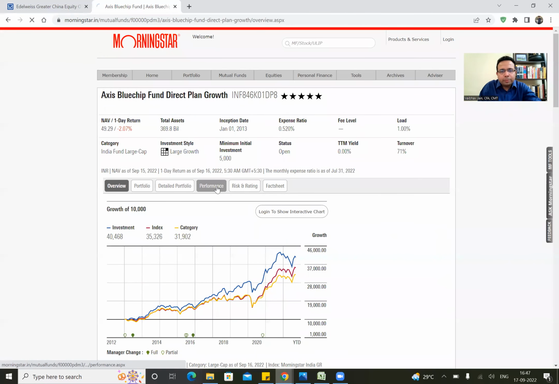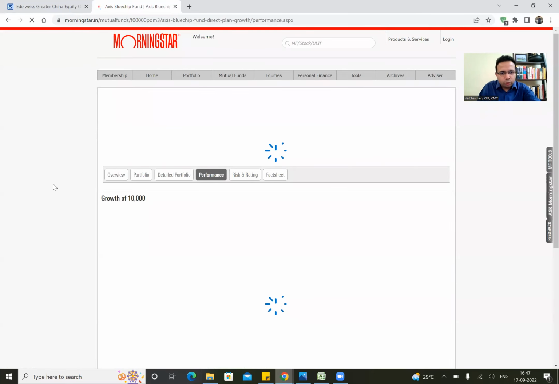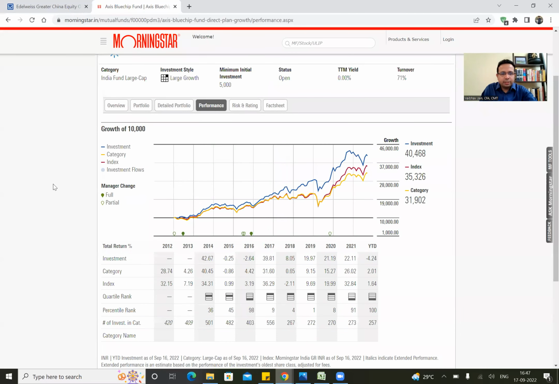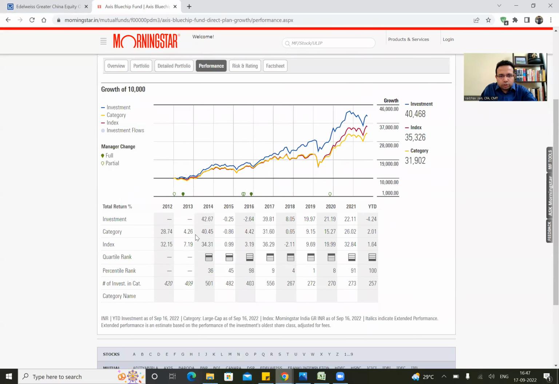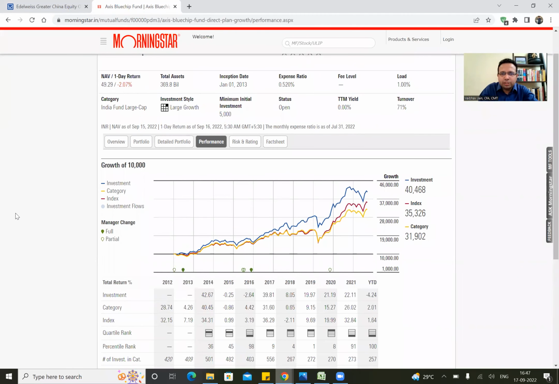But if you go to the performance tab, where I was initially, the performance tab will show you the returns year on year, what they have generated in say 2014, 2015. So this row is the returns, 42.67%, minus 0.25%. These are the yearly returns. But this is it. They won't tell you the CAGR of the fund, and they might have somewhere told the CAGR since inception.